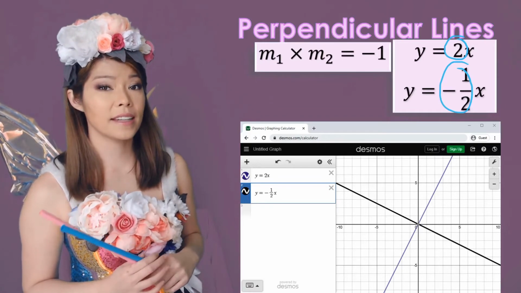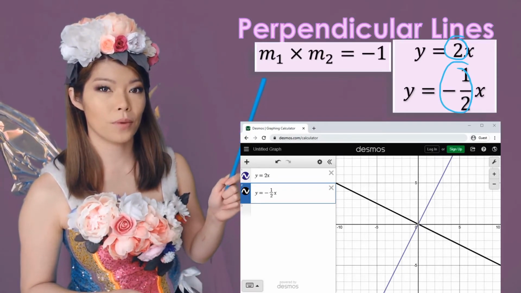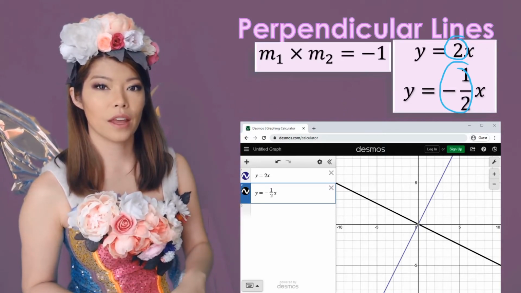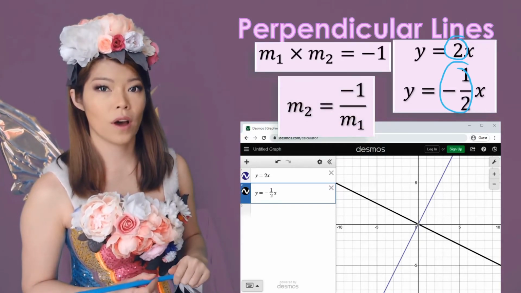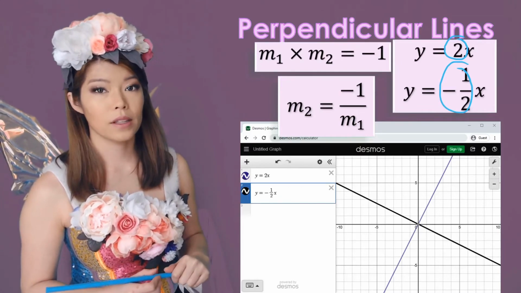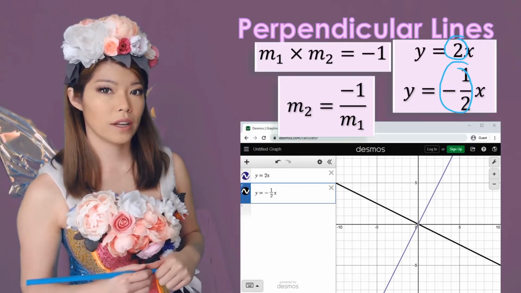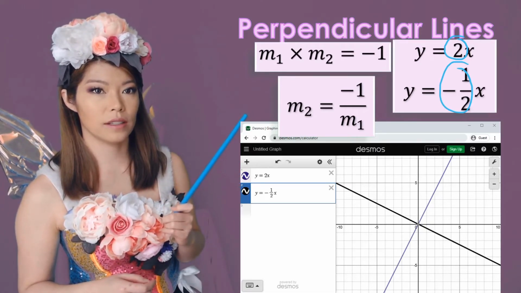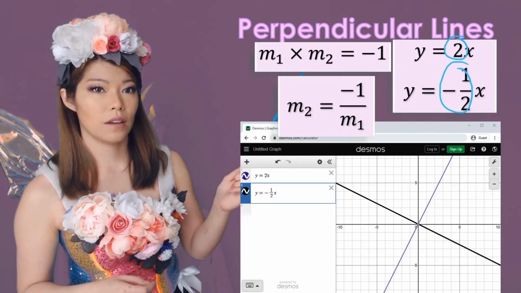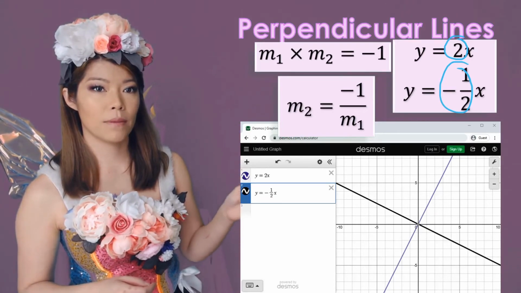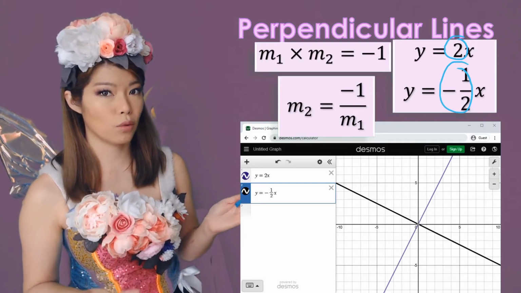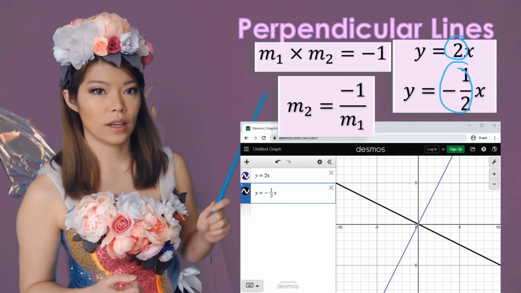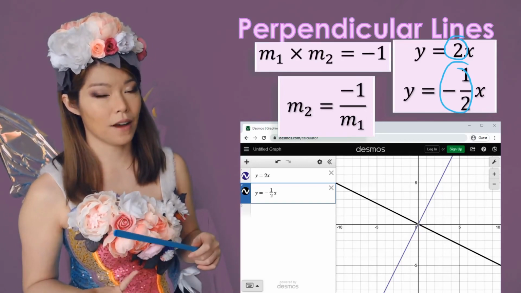Now this is handy if we move the gradient m1 to the other side, so multiply becomes divide, to get the equation m2 equals negative 1 over m1. Because when we ask you for what is the gradient of a line perpendicular to this, then you can plug it into this equation. Let me show you. So to find m2, let's say we didn't know it was negative 1/2, how would we find it? We would do negative 1 over m1, which is 2. So negative 1 over 2 is negative 1/2.